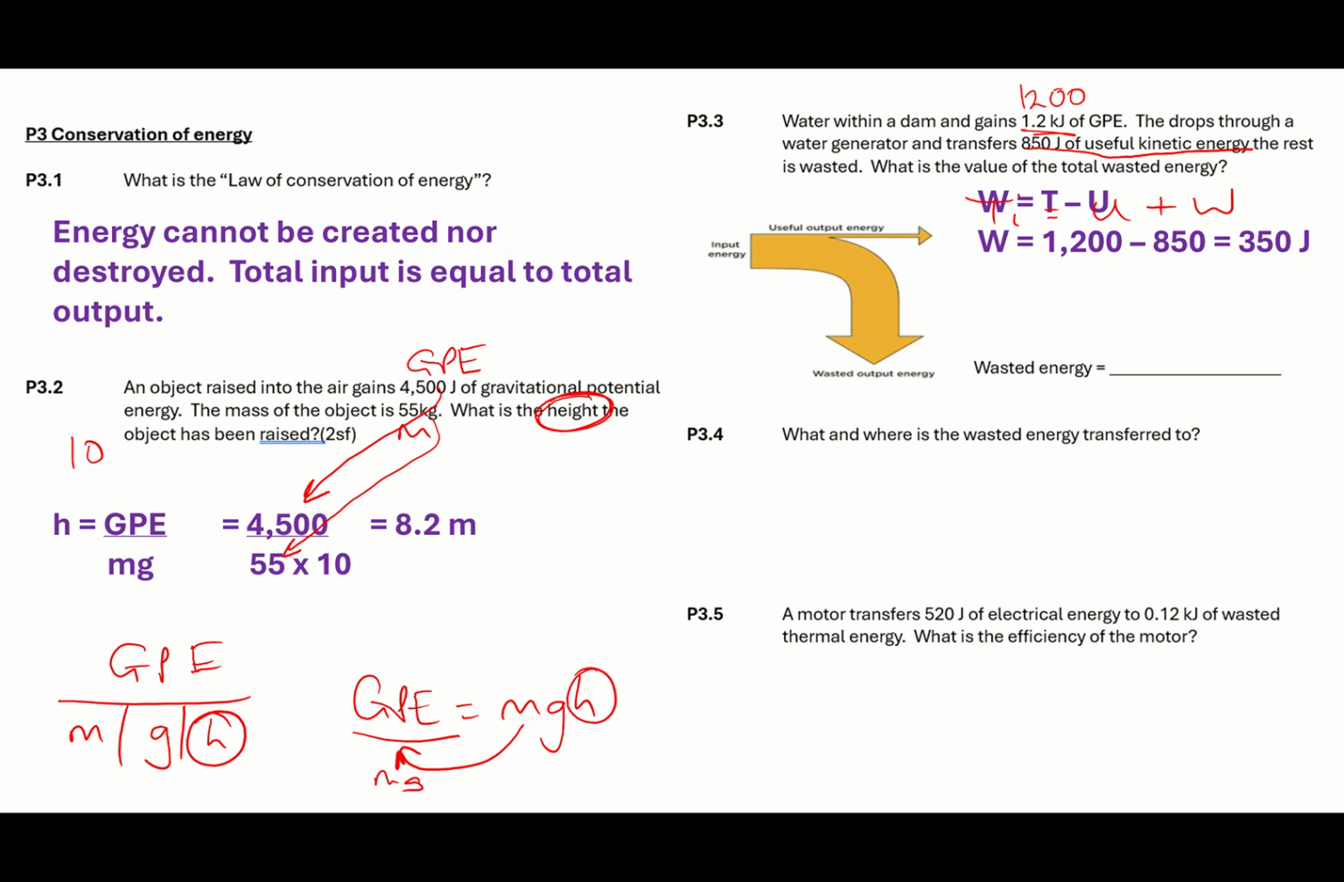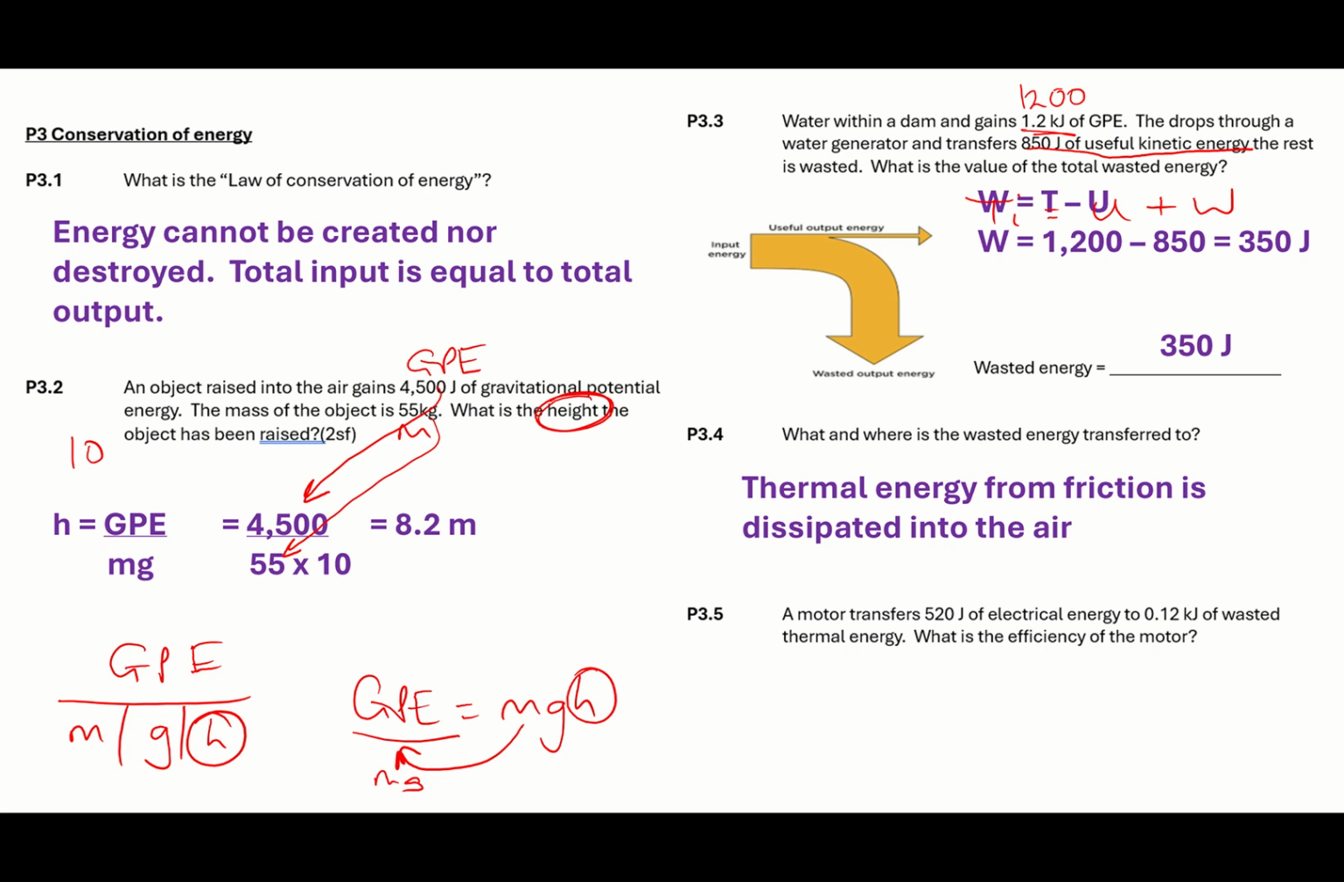It says, what and where is the wasted energy transferred to? Well, this is in a water generator, and in the generator there's going to be friction. So as a general rule, you're always just going to say the waste energy is thermal energy, and it gets dissipated into the air, and you're going to be sick of how many times you have to use that. So thermal energy from friction is dissipated into the air.